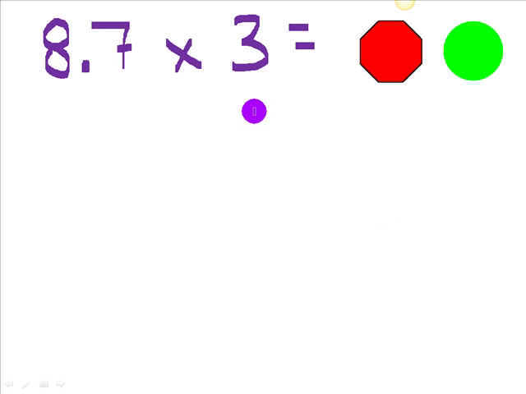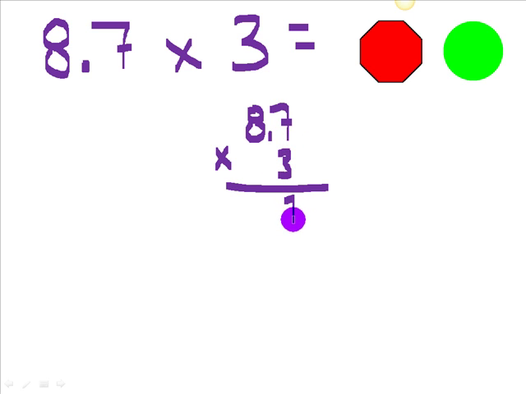Okay, let's see. I'm going to put the 8.7 on the top so that I'm just multiplying times one number down here. And this is multiplication. So 3 times 7, that's 21. So I have a 1. I carry the 2. 3 times 8 is 24, plus 2 makes it 26. So I have 261, but I haven't placed my decimal yet. I only have one number, so I come in and I place my decimal.